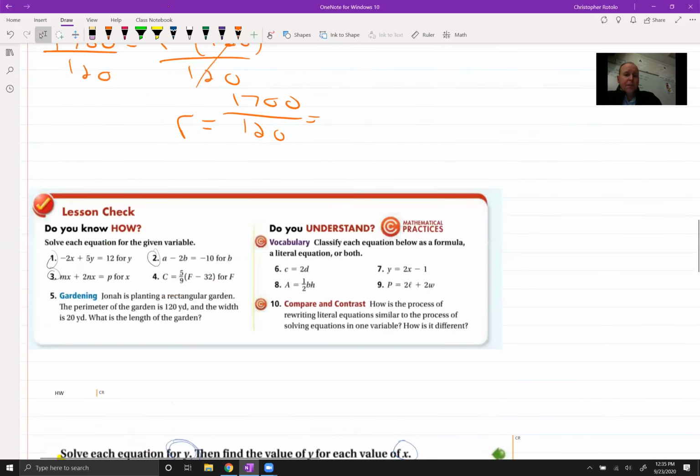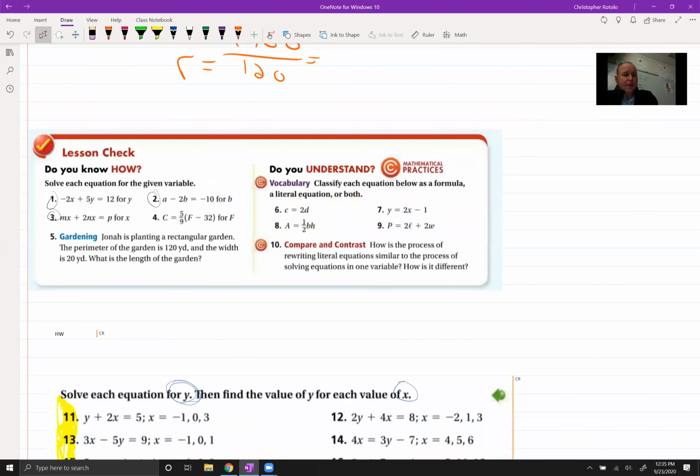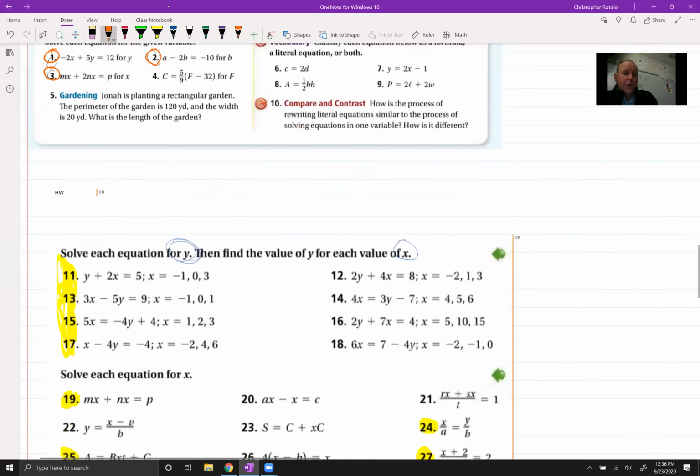I do have a couple here that I want you to try, even though it's kind of brand new for you. So 1, 2, 3. As I look back at your notes, I just want to see that you have tried these 3 out, so I know that you were able to do something with it. Homework.